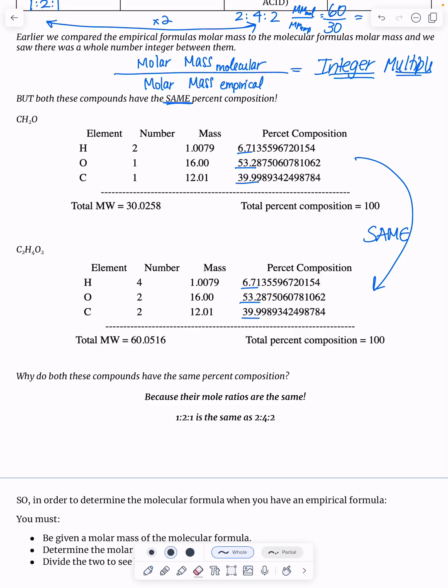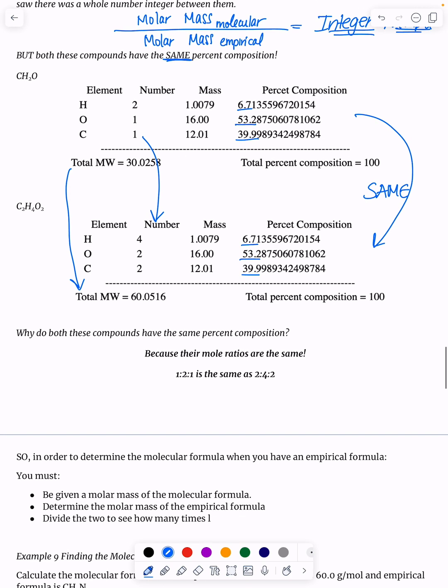What's different is the molar mass and the number of each atom. But why do both of these compounds have the same percent composition? Well, it's because their mole ratios are the same. Like if I had another compound that was C6H12O6, it would have the same percent composition where percent hydrogen would be 6.7, percent oxygen would be 53.28%, and the percent carbon would also be 39.99%. It would be a multiple of this.